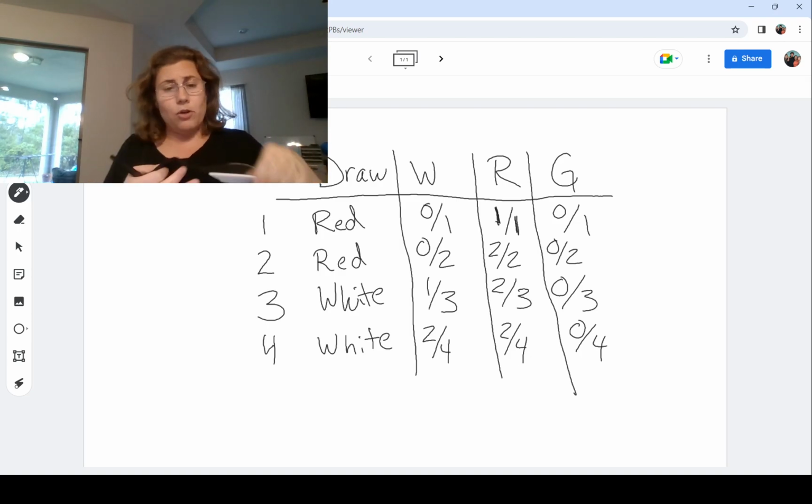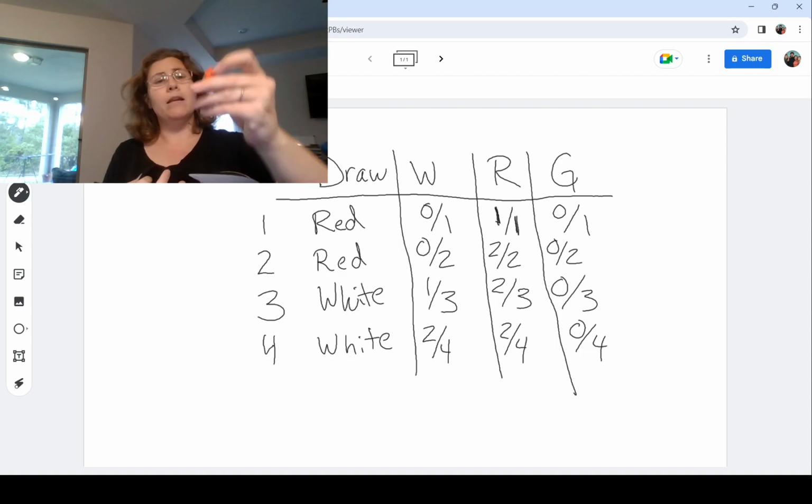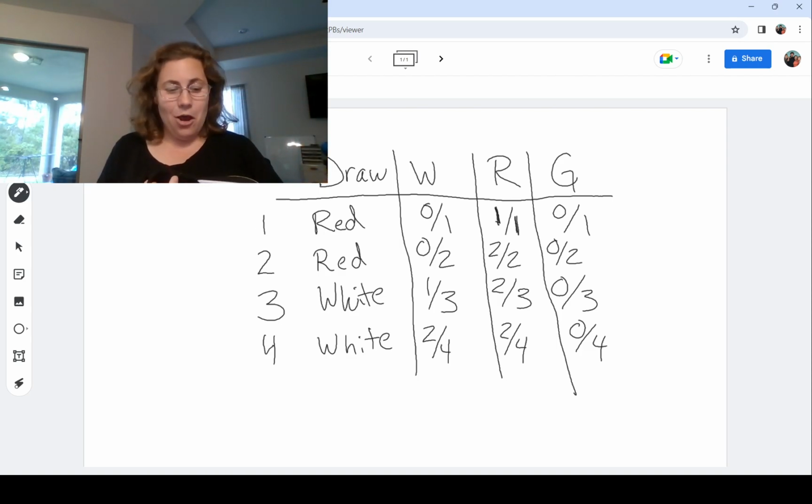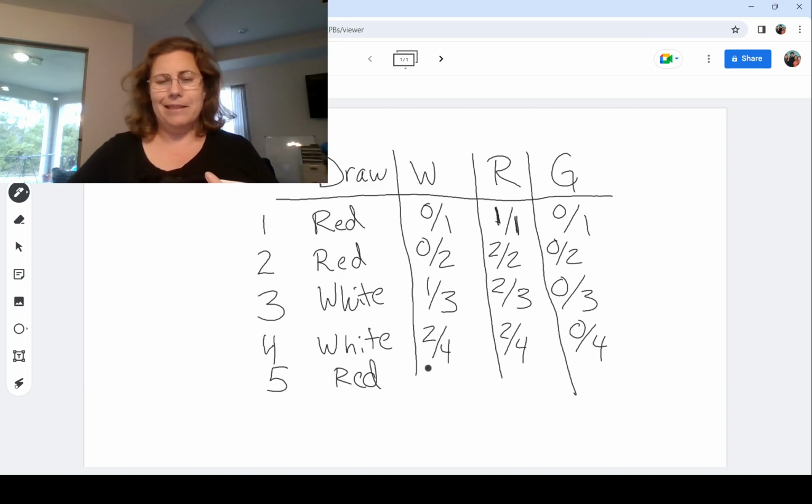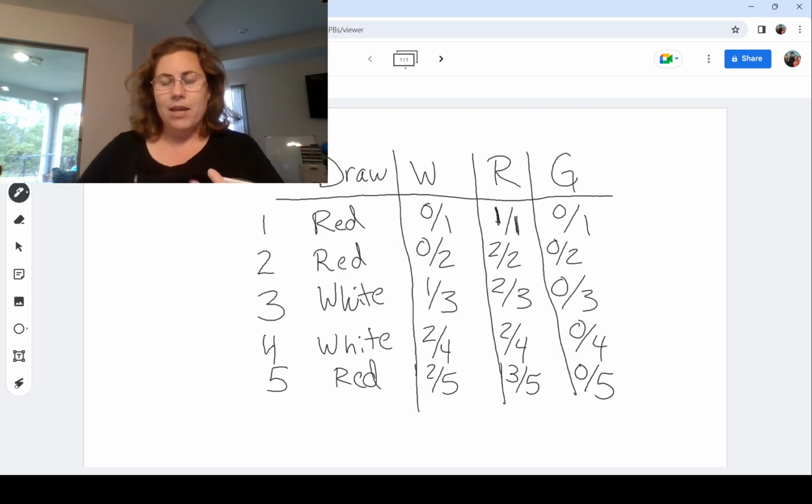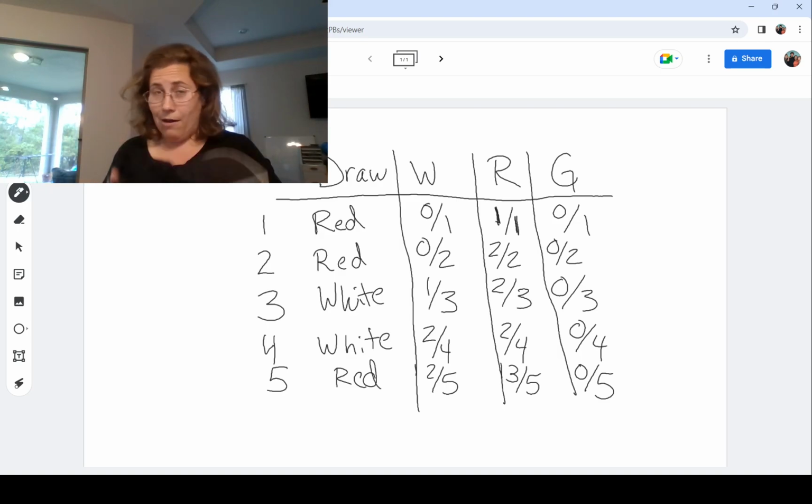All right, so I'm going to draw again. I got red again, so I got my 5th draw. Probably should have written a little smaller, but hey, life is good. We have 2 out of 5, we have 3 out of 5, and still 0 out of 5. You can continue drawing. I have only 12 in here.